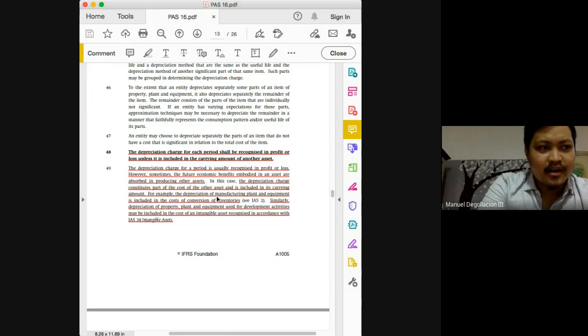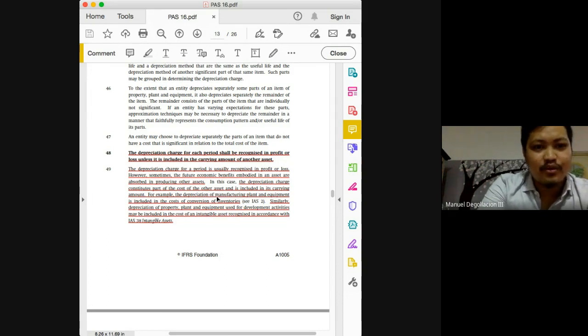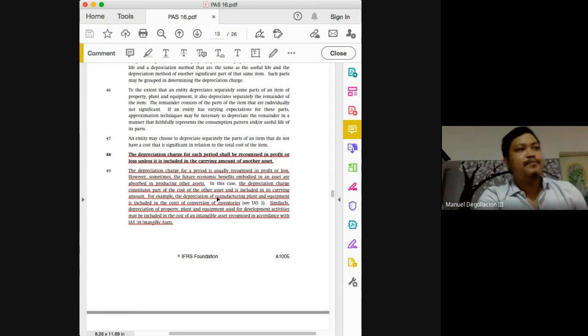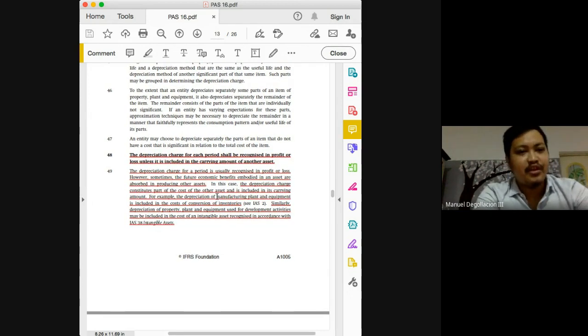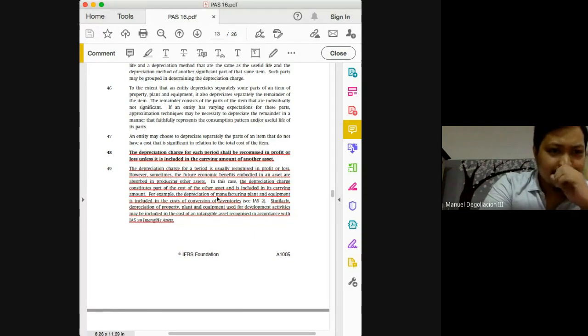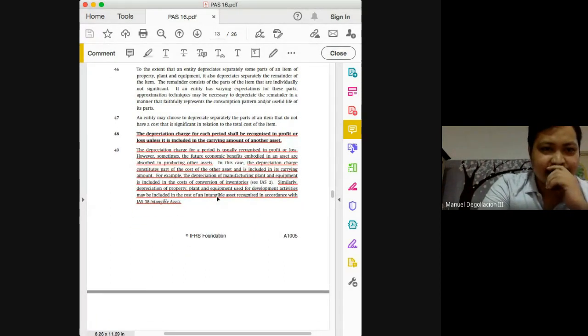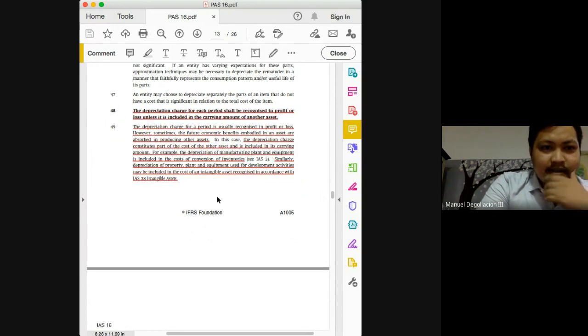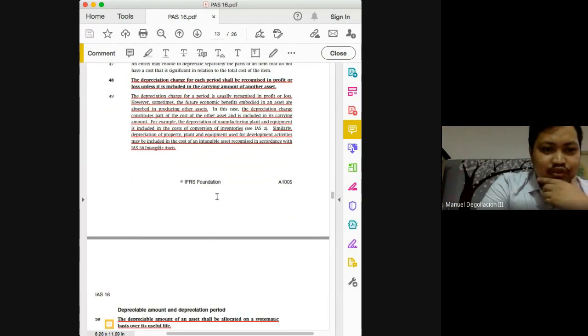The same here. The depreciation of a PPE may also form part of the carrying amount of another asset, especially if the PPE we are depreciating here is being used to construct another item of PPE. But the important takeaway from paragraph 48, class, is that depreciation charges are to be reported in your profit or loss. Paragraph 49, the depreciation charge for a period is usually recognized in profit or loss. This is just an elaboration on paragraph 48.